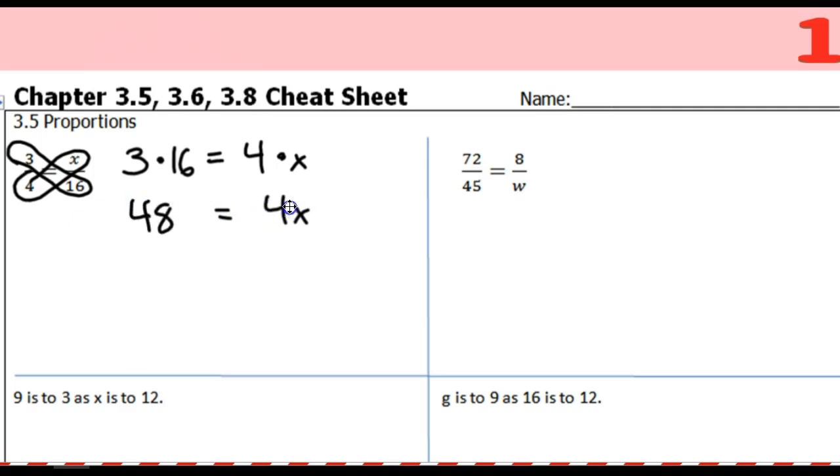So now our 4 is touching our x. So that means multiply. So the opposite is to divide. X equals 48 divided by 4, which equals 12.